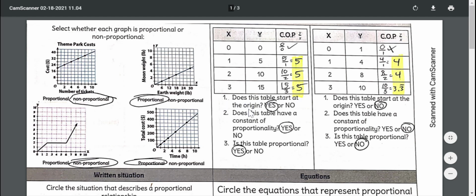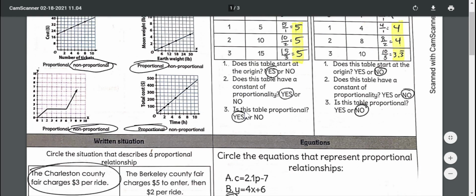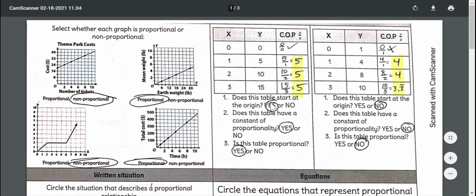Well, the origin is the coordinate 0, 0. If you look up here, 0 does correspond with 0, so we would say yes. Does this table have a constant of proportionality? Yes, that constant of proportionality was 5. Is this table proportional? Yes, because it starts at the origin and it has a constant of proportionality.